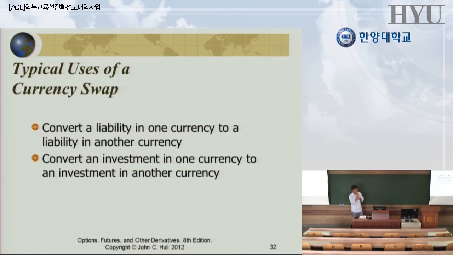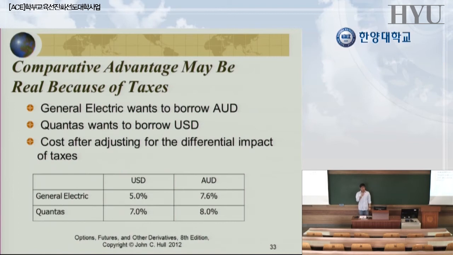And again, same as the interest rate swap, a currency swap can be used to convert a liability in one currency to another currency, and also to convert an investment from one currency to another currency. Also, comparative advantage exists for currency swaps, but mostly it's because of the real values of the taxes. In this example, General Electric would be paying a 5% rate for US dollars, but 7.6% in Australian dollars. Qantas would be paying 7% in US dollars and 8% in Australian dollars. If you apply the comparative advantage concept, General Electric has a comparative advantage in US dollars rather than Australian dollars, because there's a huge gap in US dollars between General Electric and Qantas, while in Australian dollars it is minimal. So Qantas has a comparative advantage in Australian dollars and General Electric in US dollars.